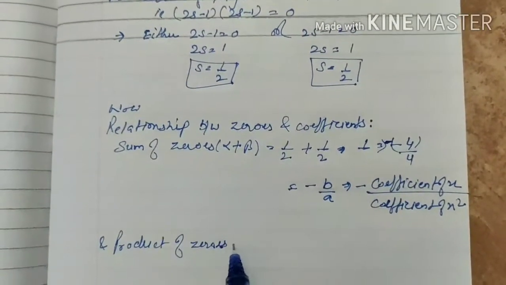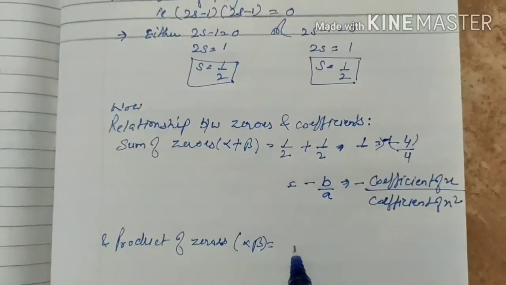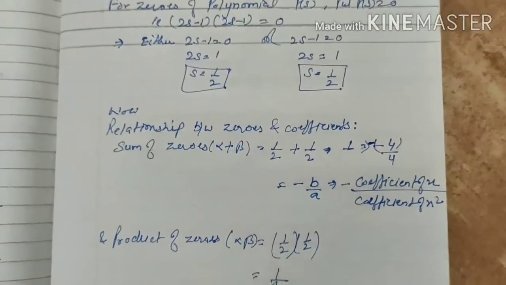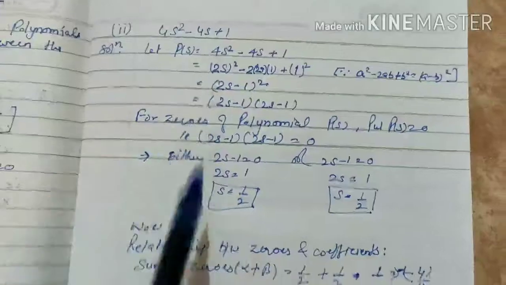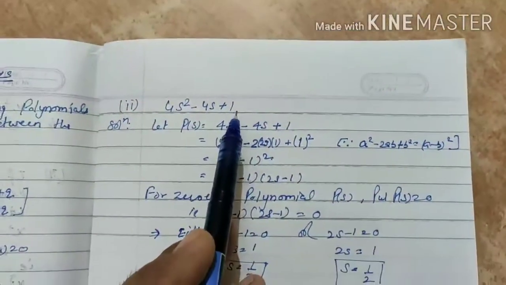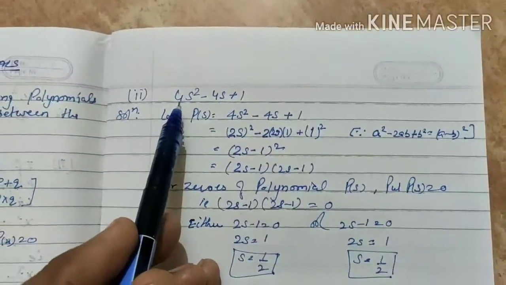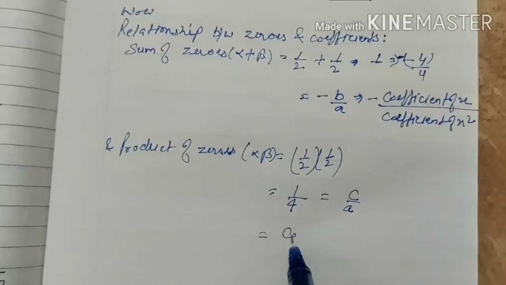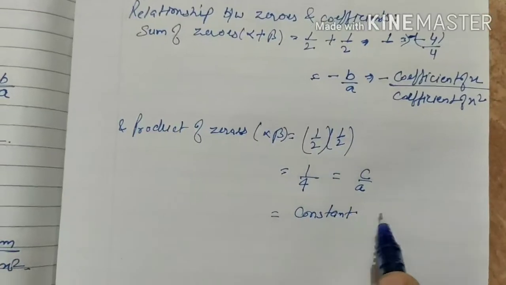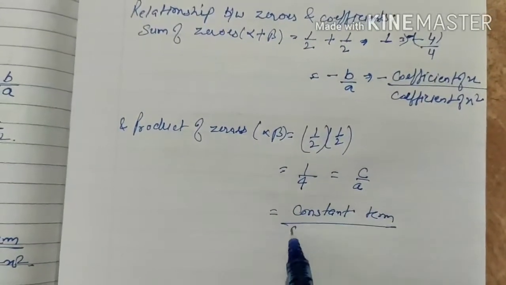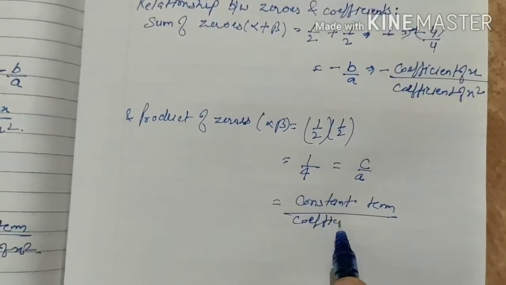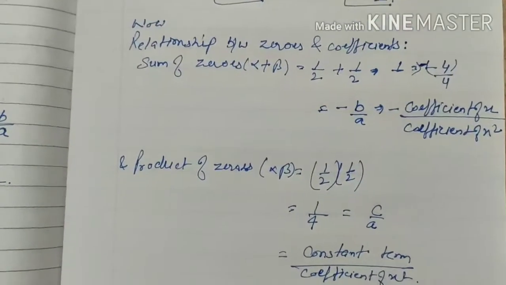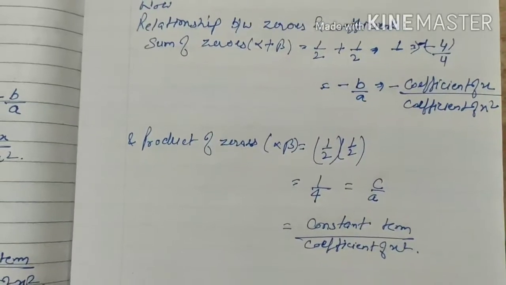Now the product of zeros, that is alpha beta. So here it is 1 by 2 into 1 by 2, which becomes 1 by 4. So directly we have 1, as you can see from the polynomial, 1 is c and 4 is a. So we can write it as c by a, where c is the constant term and a is the coefficient of x square. So this is all about part number 2. So pause the video and note it down.